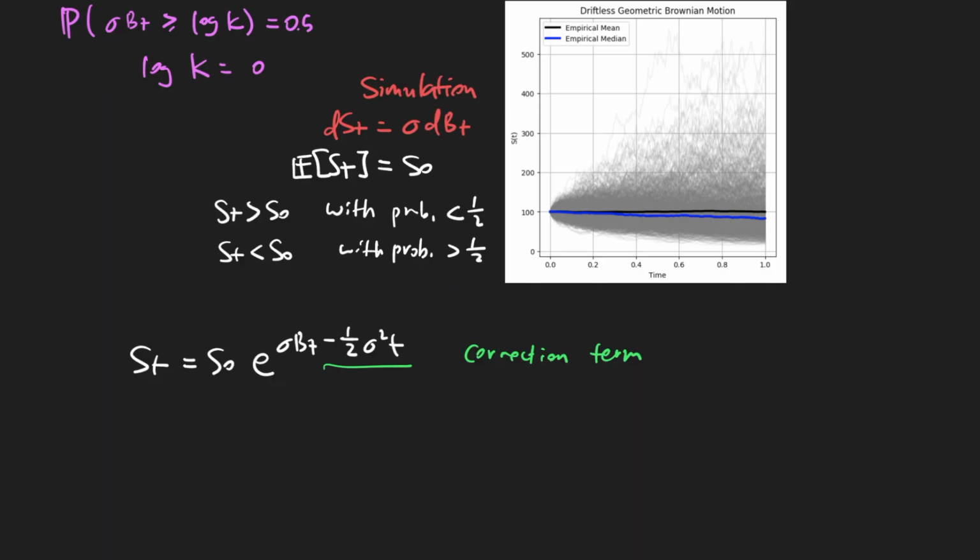I'm not going to compute the mean and the median for it, but if you do, you'll see that the behavior matches the simulation. So this correction term is the essence of Ito calculus, and we'll look at how exactly it shows up in the rest of this video and perhaps in the next video.